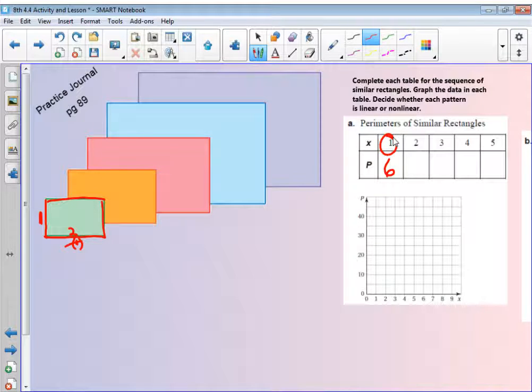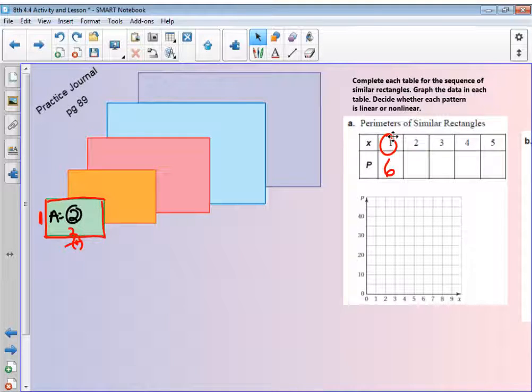Just for future reference, because we will be using it shortly, let's also find the area of that, and I'm going to write that in a different color. The area of that rectangle, well, we find area by doing base times height. So 2 times 1, or length times width, would give us 2 for our area. Okay, all right, so now we're going to look at the next rectangle.